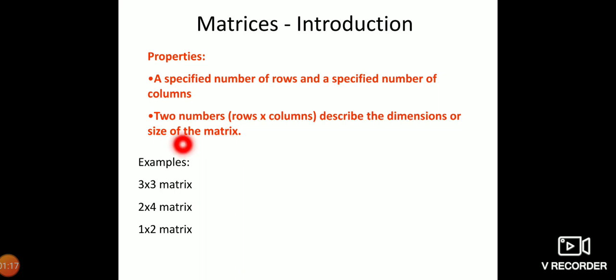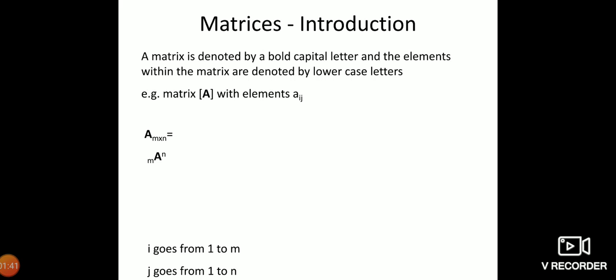For example, this is a 3 by 3 matrix, and the second example is a 2 by 4 matrix. That means 2 rows and 4 columns in this matrix. And last is a 1 by 2 matrix. That means only one row, and how many columns? 2 columns.